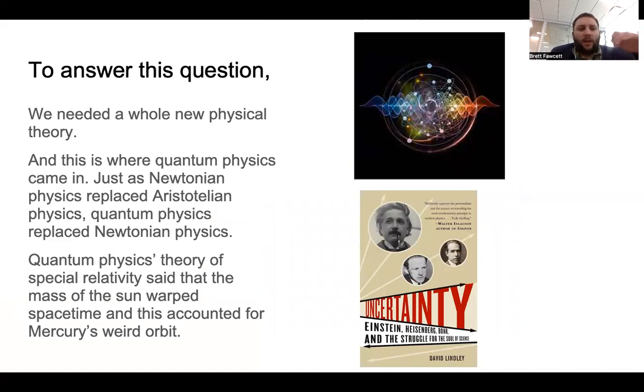Quantum theory comes in. All right, just as Newtonian physics replaces Aristotelian physics, quantum physics replaces Newtonian physics, or classical physics. It's funny because there's actually elements of quantum theory that are a lot closer to Aristotle than Newton, so it's like Aristotle's revenge. But the theory of special relativity said that the mass of the sun was basically warping space-time, and that's what accounted for Mercury's weird orbit.